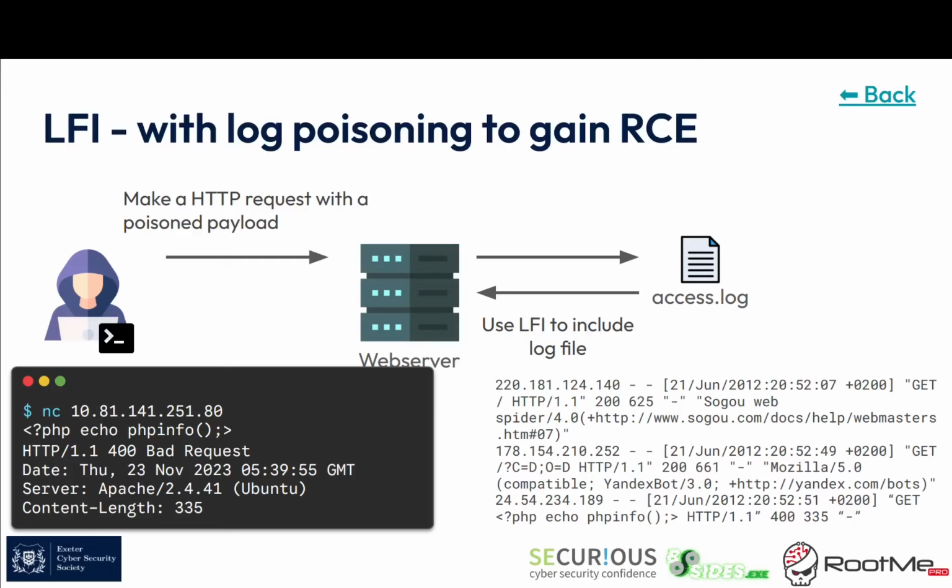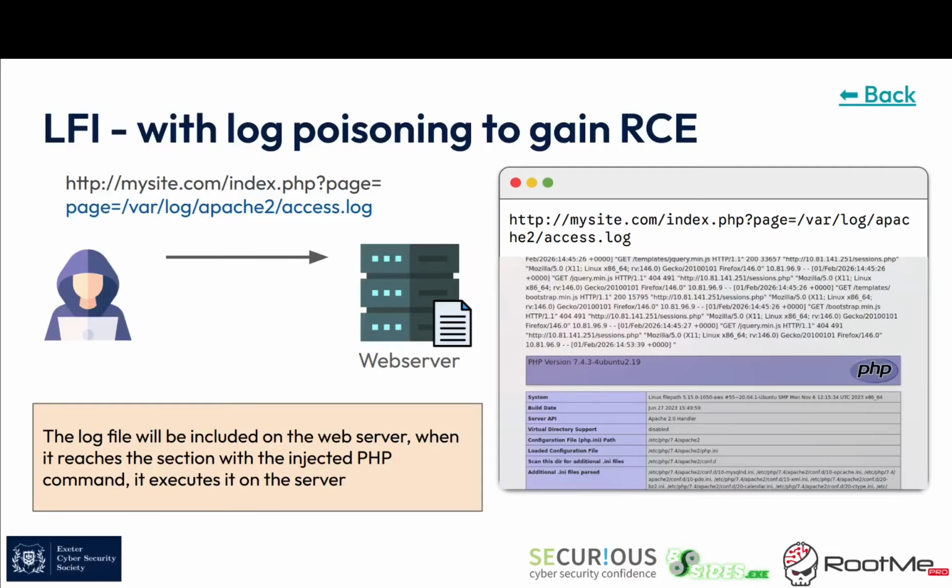So now that I know that the access log has the code that I injected just by using netcat, what I can do is go back to my, I think I put page twice, my bad. But essentially, I would include the log file in my page parameter. What that will do is you will first see all the contents of the log file being displayed, and then at the point where it reaches PHP info, you'll see it actually executes the code and you get a visual display of the information again.